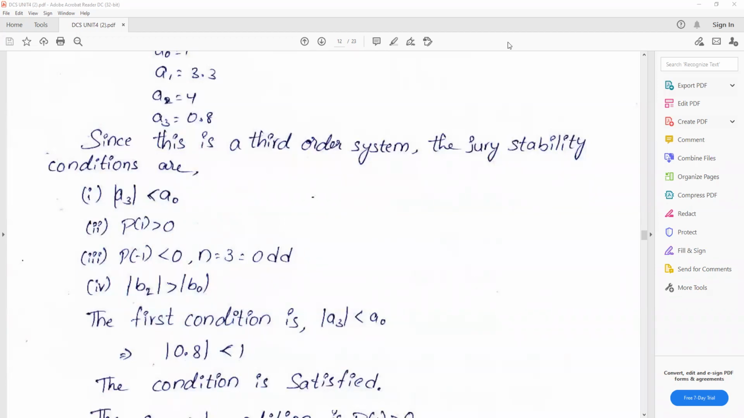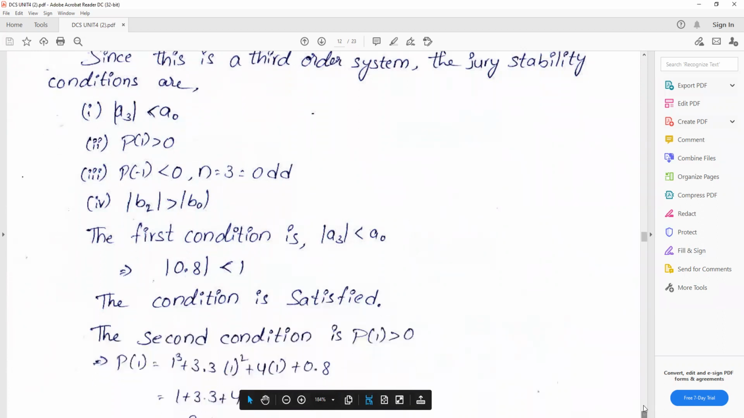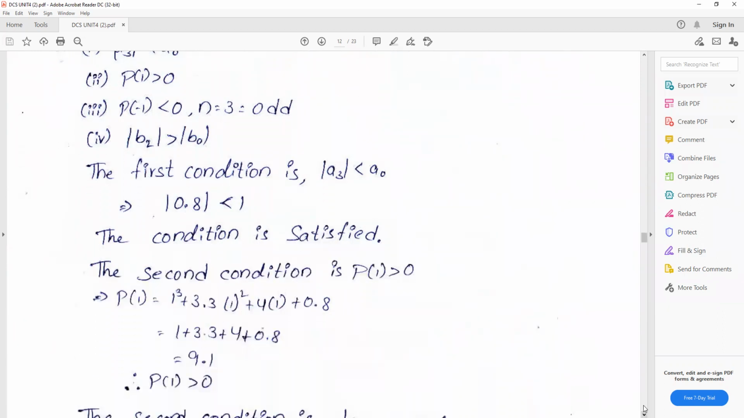First, check the first condition. The first condition is modulus of A3 is less than A naught. What is A3? A3 value is 0.8, A naught is 1. So 0.8 is less than 1. The condition is satisfied.